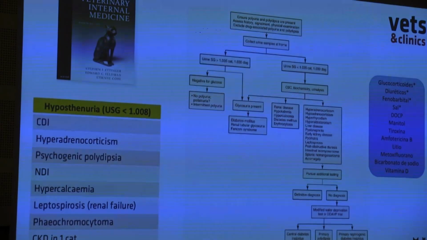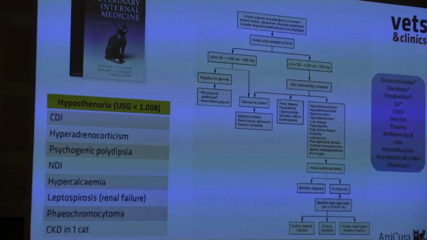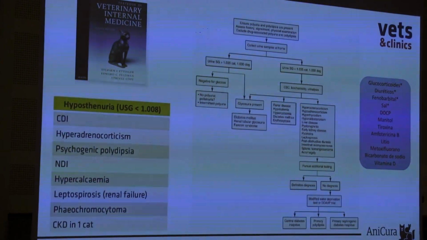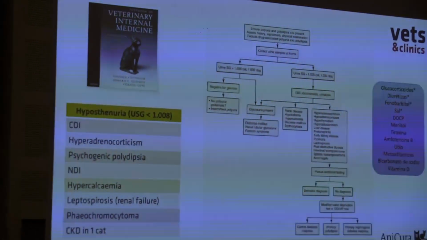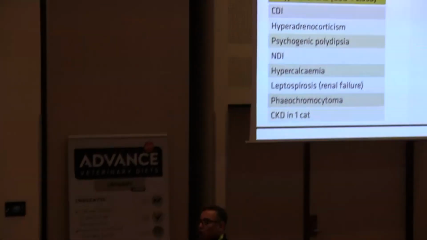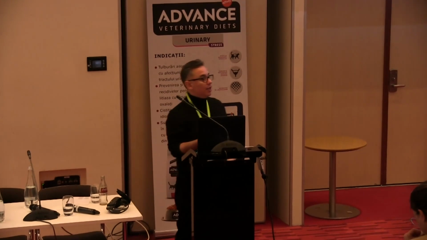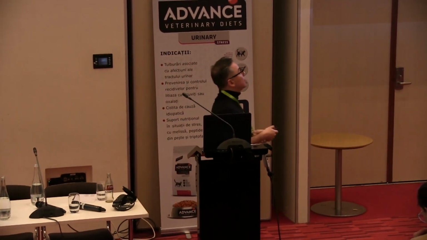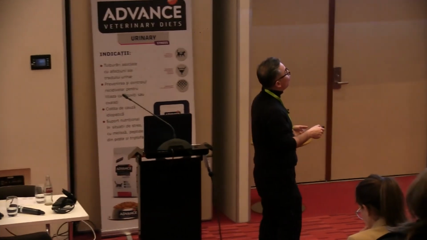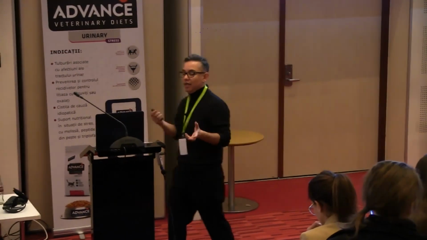When we have a patient with polyuria and polydipsia, the first thing we have to check is the USG. Okay? But it's very important to check for the presence of glucose, okay? You have to remember that glucose has a higher osmotic capacity and can increase the USG in the patient. It is a false increase, okay? And if you don't find glucosuria, you have to try to rule out all these causes, and we're going to talk about them a little bit.